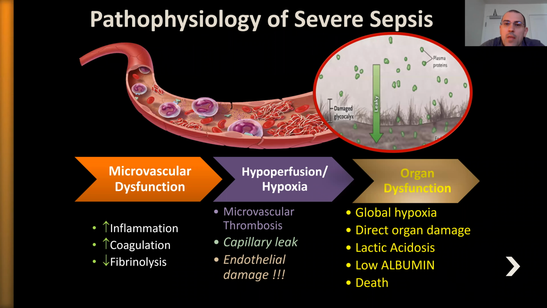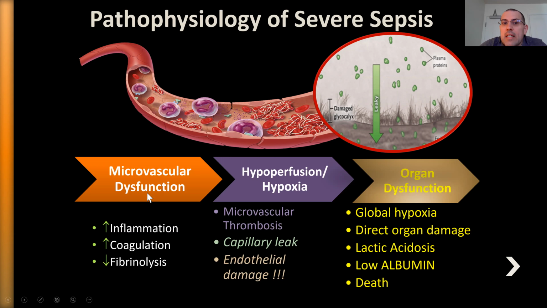So let's review some of the pathophysiology of severe sepsis a bit here. At the level of the capillaries, what happens? We have a microvascular dysfunction. It's this capillary membrane that gets disrupted. And because of that, we can see an increase in inflammation. And because of the increase in inflammation, we have increased coagulation and a decreased fibrinolysis.